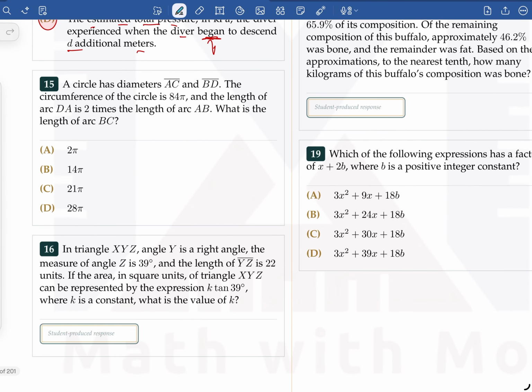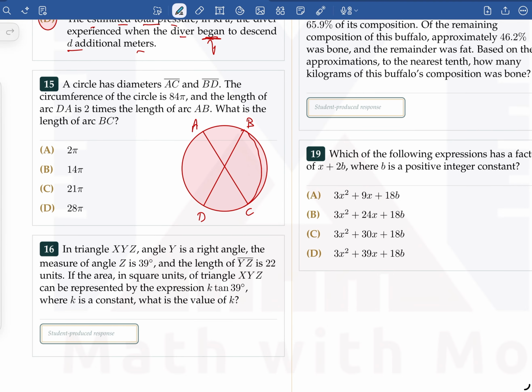Question 15. A circle has diameters AC and BD. The circumference of the circle is 84 pi. Let's draw it here together. This is our circle. It has diameters AC and BD. Let's draw AC. Diameter means pass it through the center, and BD something like this. Okay, and the circumference is 84 pi.